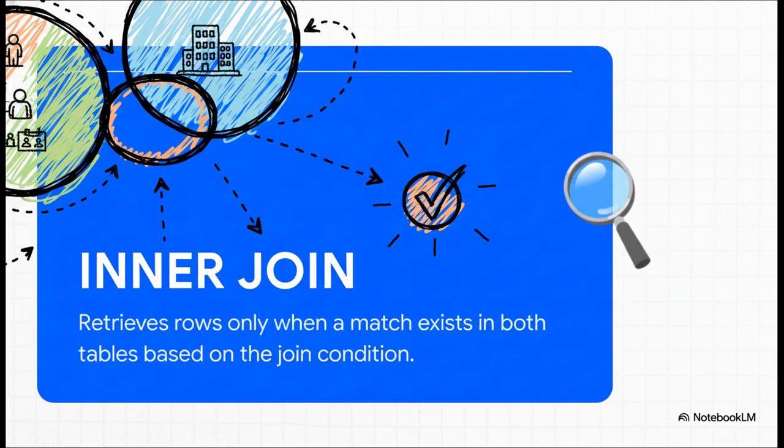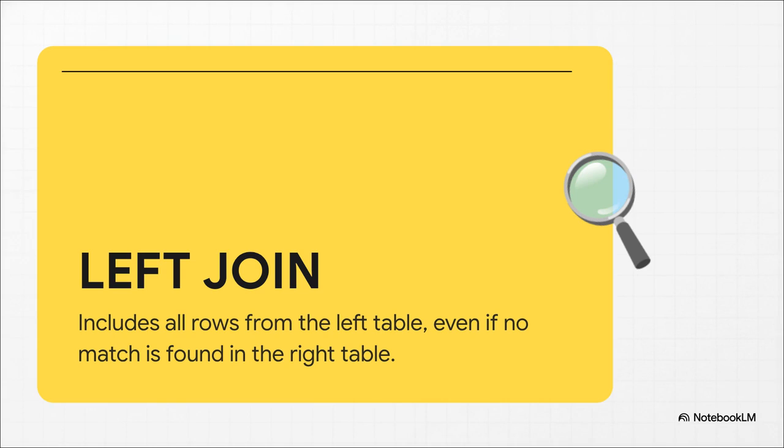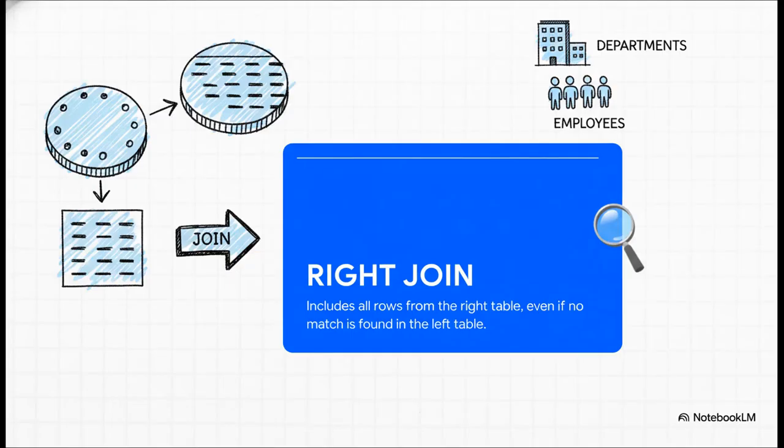It's simple, it's direct. But what if you want to see all of your employees, even the ones who don't have a department assigned to them yet? For that, you're going to use a left join. This query prioritizes the left table, in our case, the employees, and it pulls in the department info wherever it finds a match. And if there's no match, it just leaves that spot blank. No big deal. And you can just flip that logic on its head. To see all the departments, even the empty ones that don't have any staff, you'd use a right join.